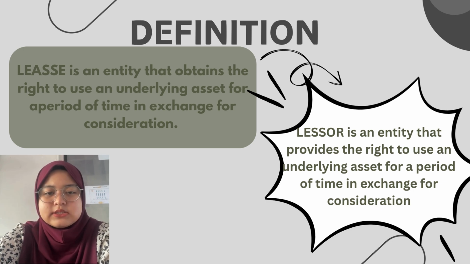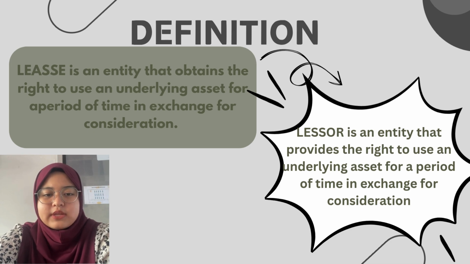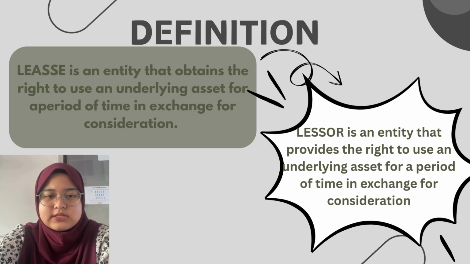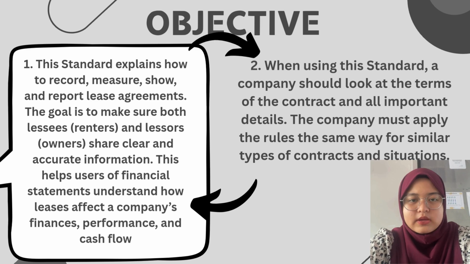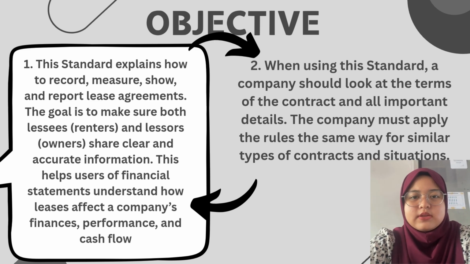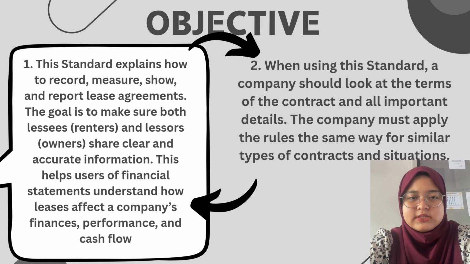First is the lessee. The definition of lessee is an entity that obtains the right to use an underlying asset for a period of time in exchange for the consideration. Next is the lessor. Lessor is the entity that provides the right to use an underlying asset for a period of time in exchange for consideration. Next is the objective in MFRS 16.